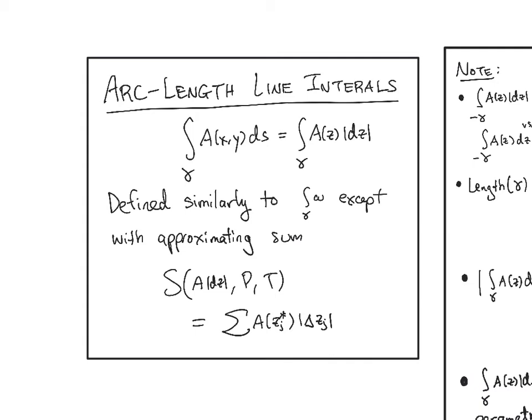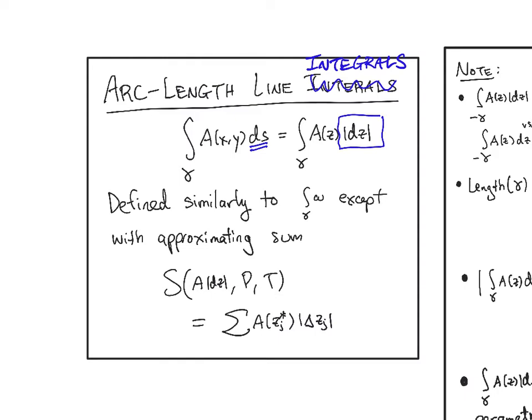One of the main ways that we will estimate our complex line integrals is by using arc length line integrals. Okay. So these will be written, well, in a calculus class, they're usually written as ds, but we'll usually write them with absolute value dz, and that notation will be very good for us.